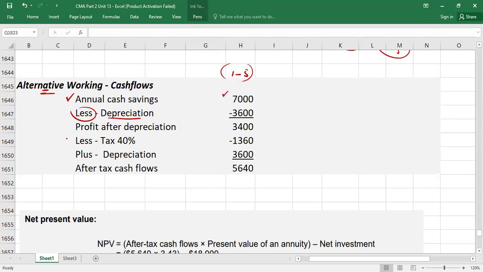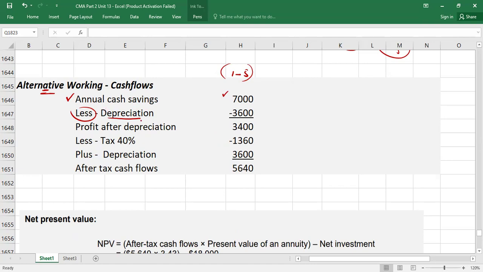Now what will we do? We will deduct tax of 40%. We first calculate the profit after depreciation, then we deduct that 40% tax, which is 1,360. Right. And then we add back depreciation. You know why we are adding back depreciation? Because depreciation is a non-cash item. So we have to add it back. It has no cash outflow.